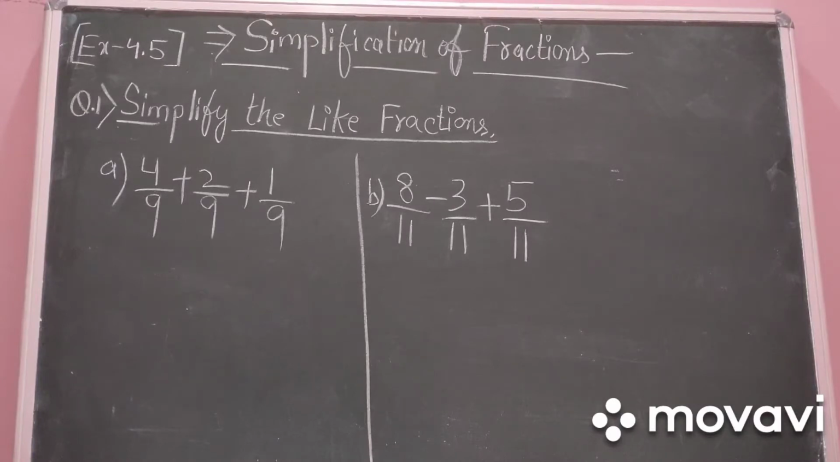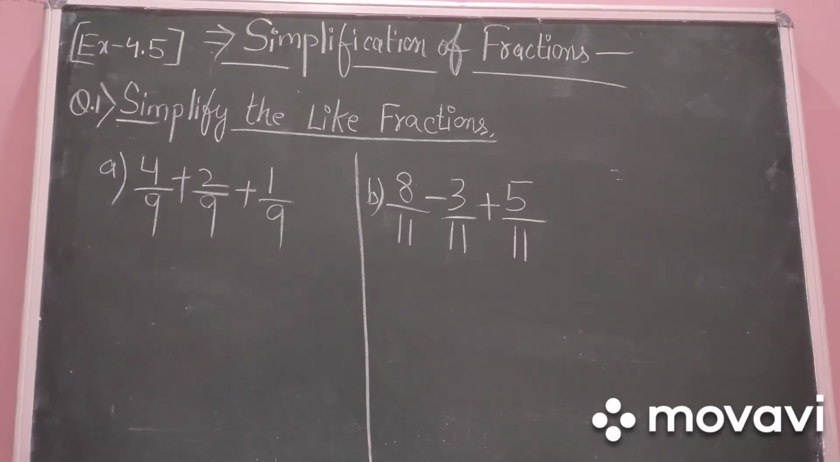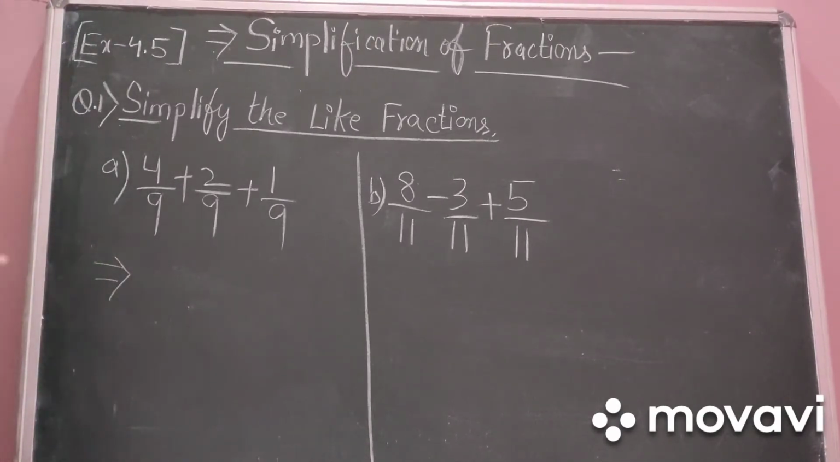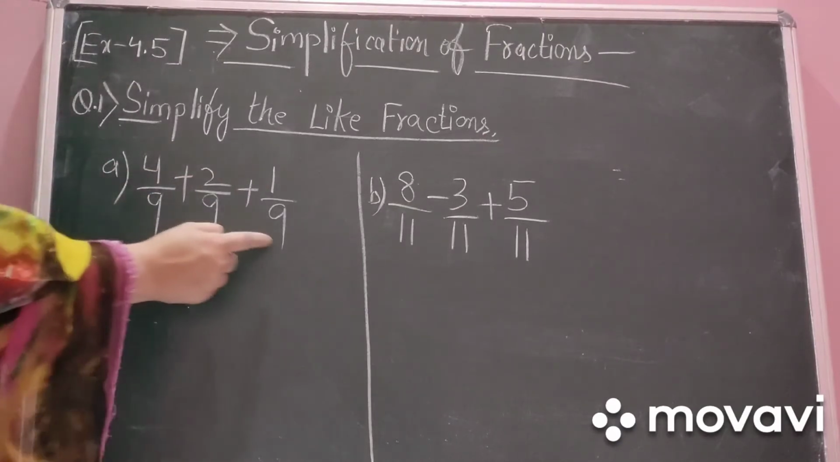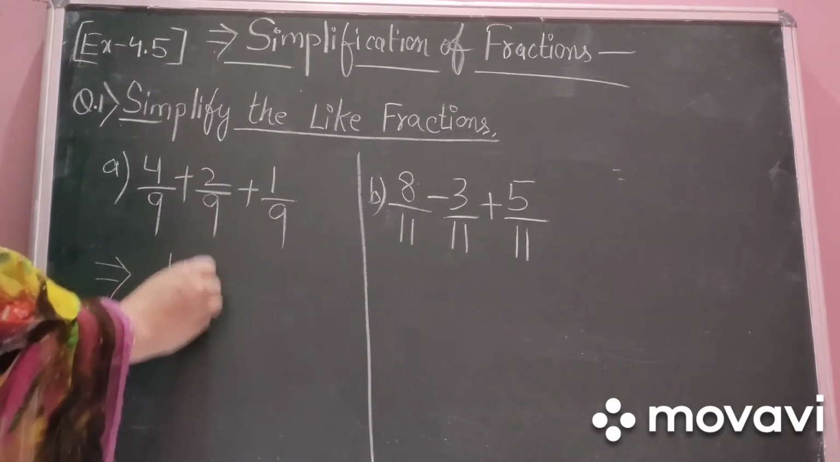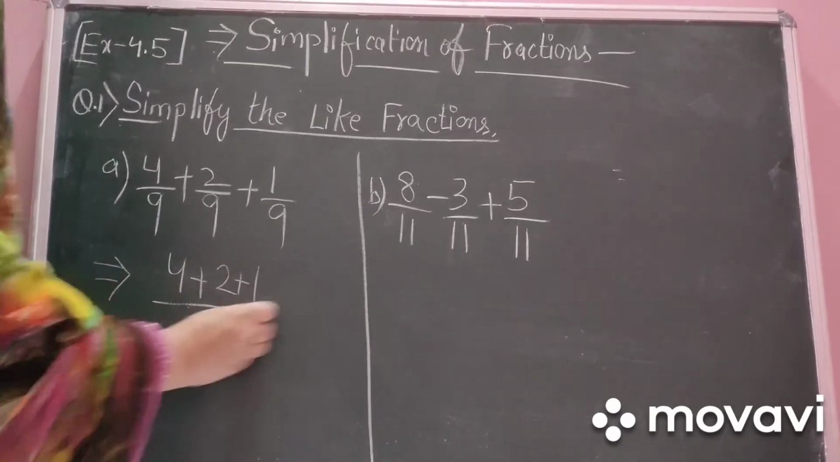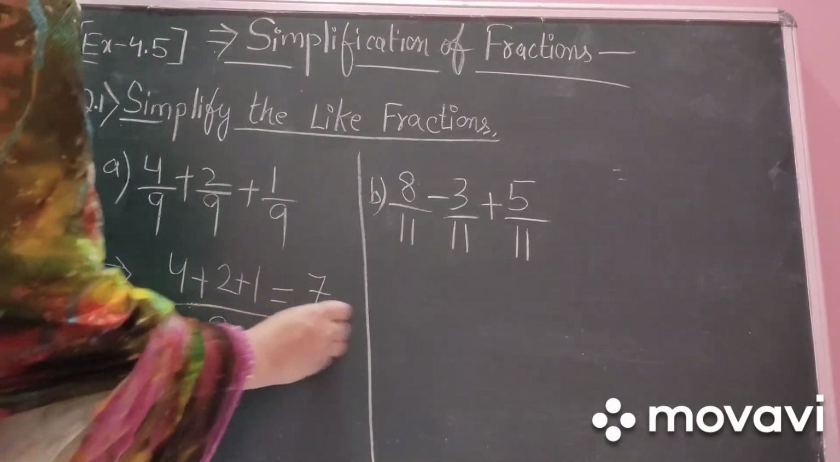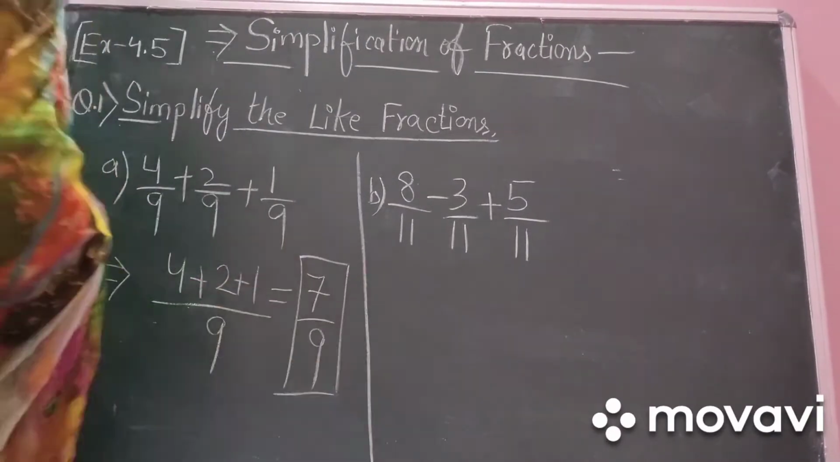I am solving A part first. यहाँ पे देखिए हमारे पास 3 fractions हैं जिन्हें हमें ऐड करना है. ये तीनों कैसे फ्रैक्शन है? ये तीनों like fraction है because all the three are having same denominator, that is 9. So हम इसको कैसे ऐड करेंगे? See here, we simply add the numerators and write the denominator as it is because all are having the same denominator. So 4 plus 2 plus 1 divided by 9. So 4 plus 2 is 6, 6 plus 1 is 7. So the answer is 7 upon 9. Fine? Come to B part.